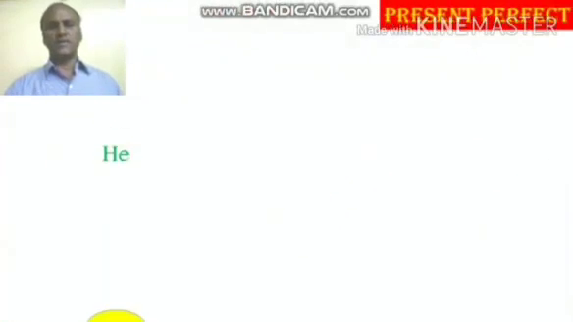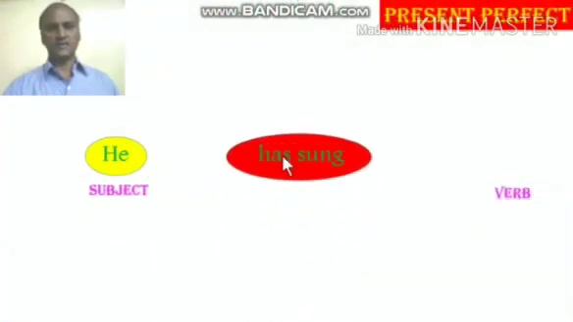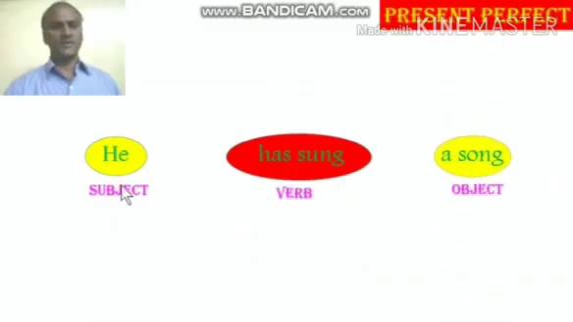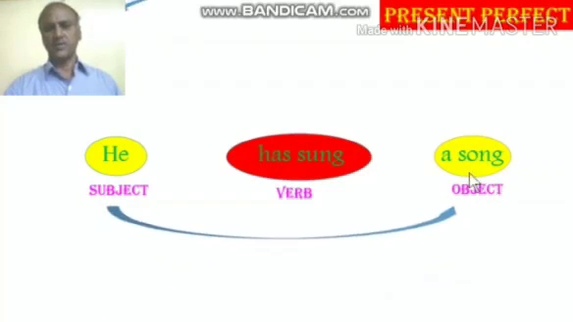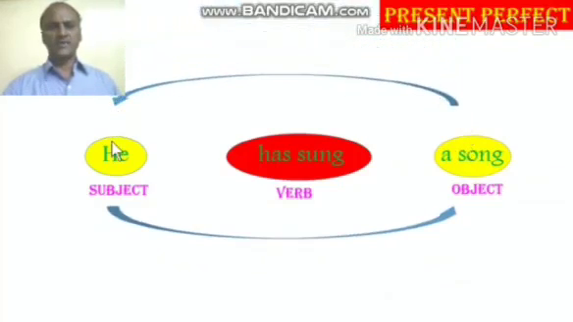Example for the same present perfect. He (subject) has sung (verb) a song (object). So the first step is to find the subject, verb, object. Then what is the second step? Change the positions of subject to object, object as subject.